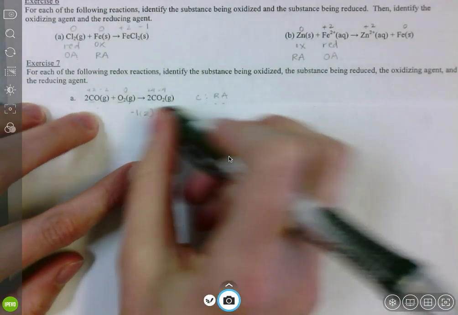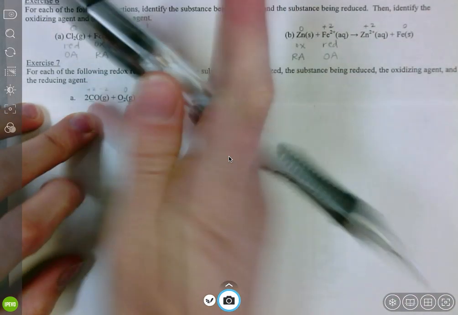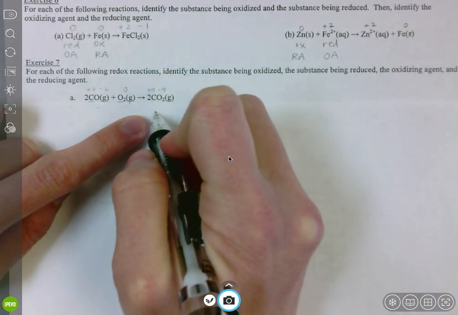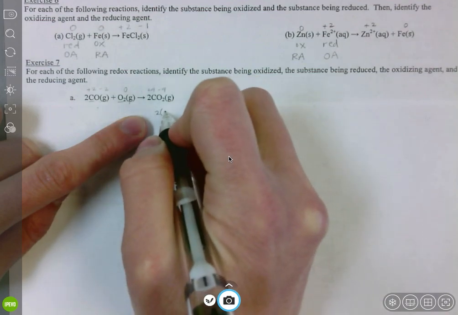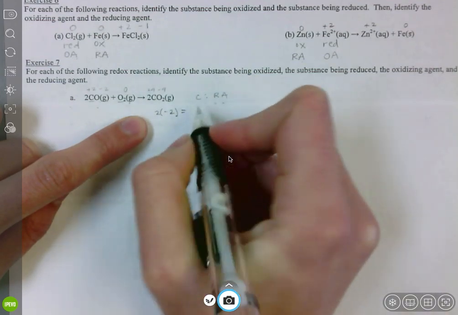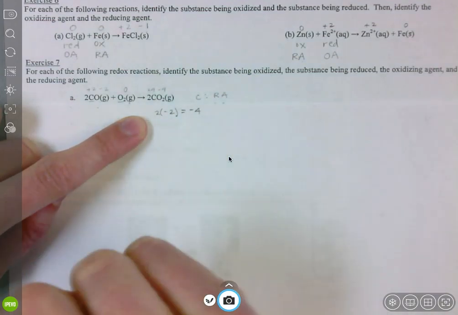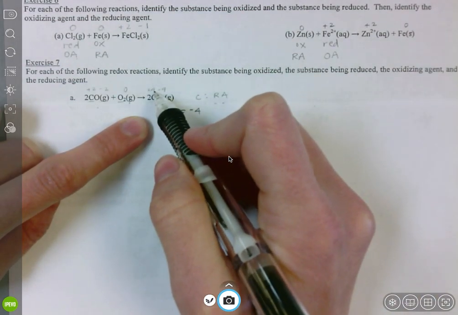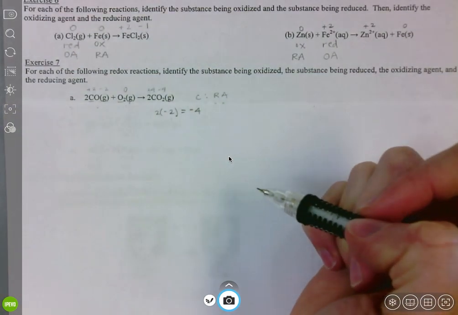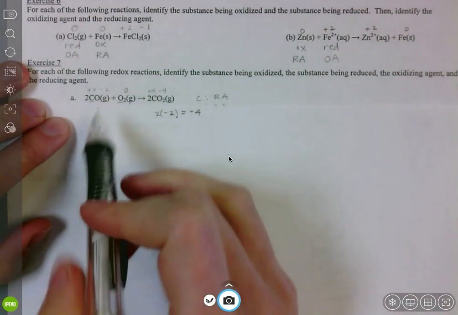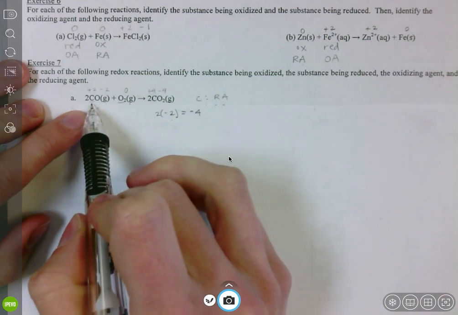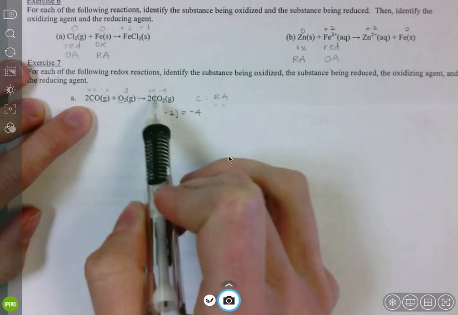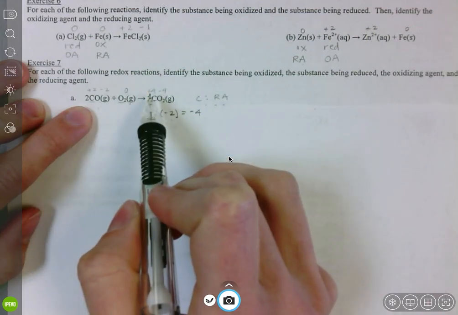So carbon in the products, we have to figure out oxygen first because it's more electronegative. So 2 oxygens with a -2 oxidation number is going to give us an overall negative charge of -4. That means carbon has to have a +4 charge there. So notice that carbon, we are losing electrons in that sense, going from a +2 to a +4.